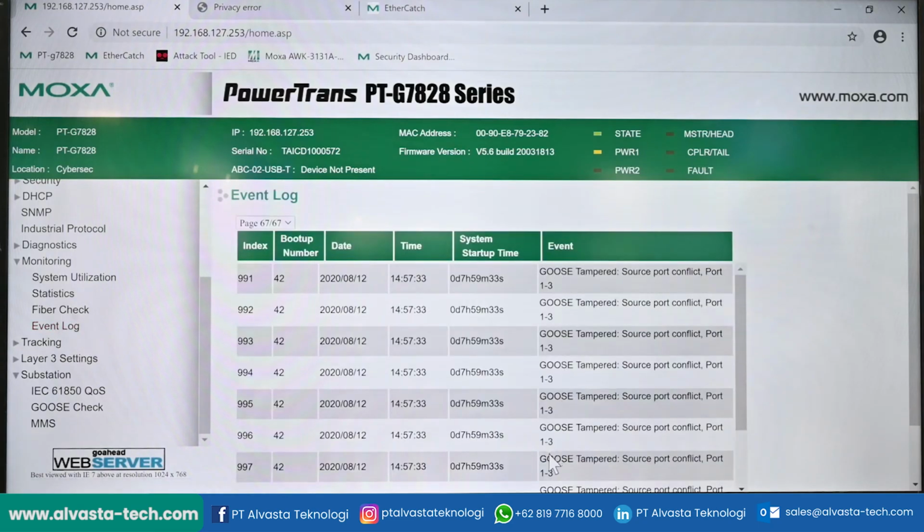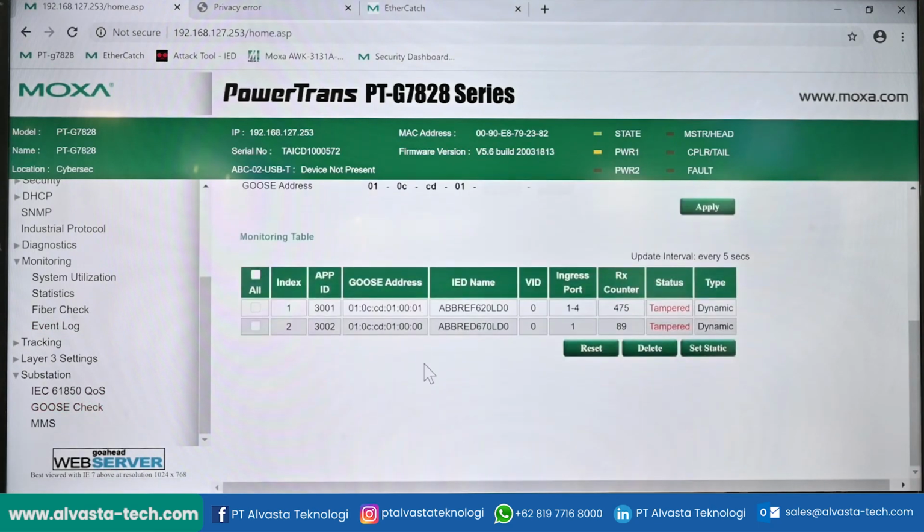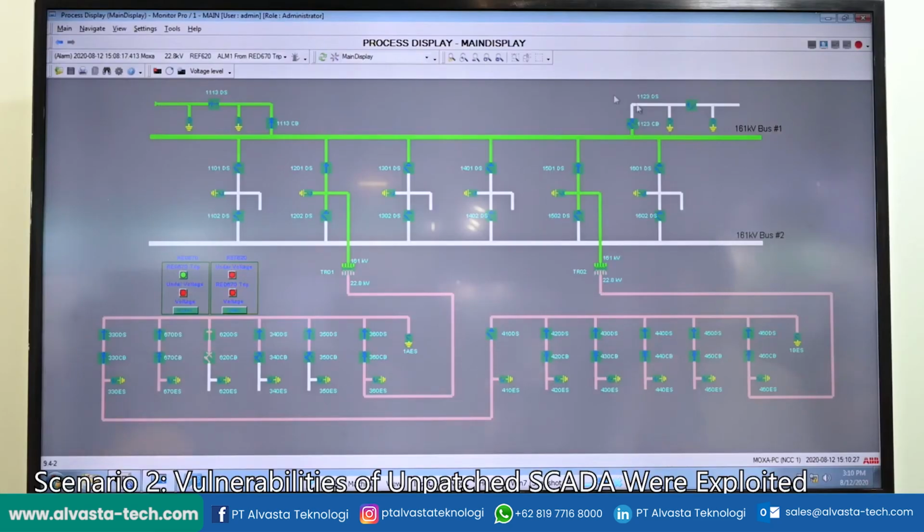Such filtering is performed on a hardware level so it doesn't add any latency. By the way, the GOOSE check feature can also be used for troubleshooting because it provides some information about the flows. During the second attack, I exploited a known vulnerability of the SCADA computer's operating system.